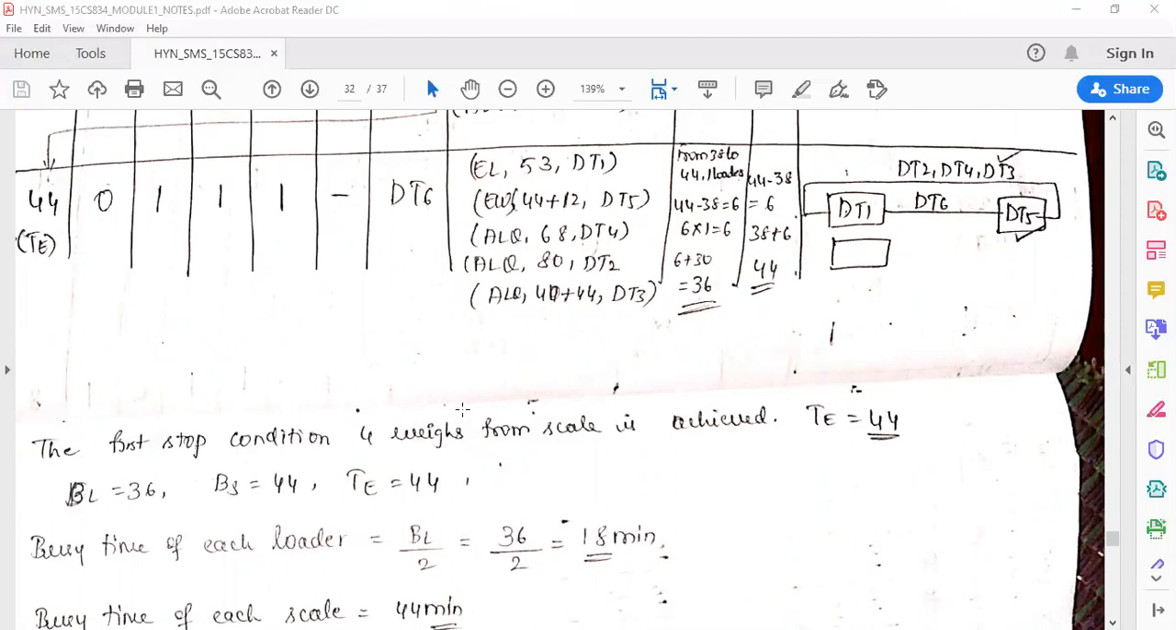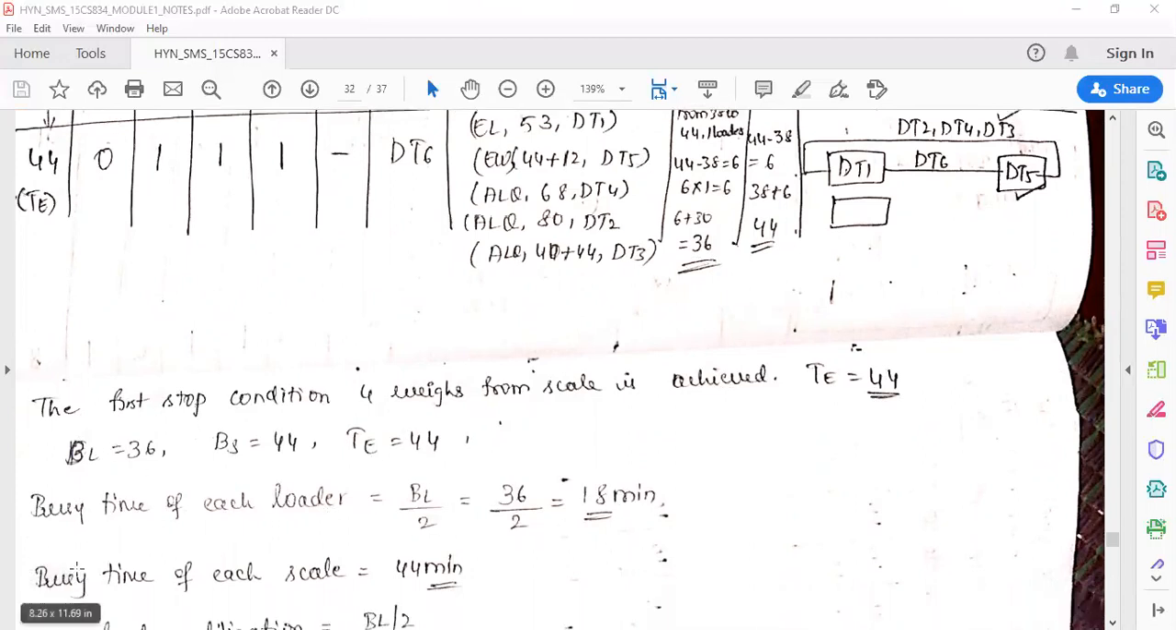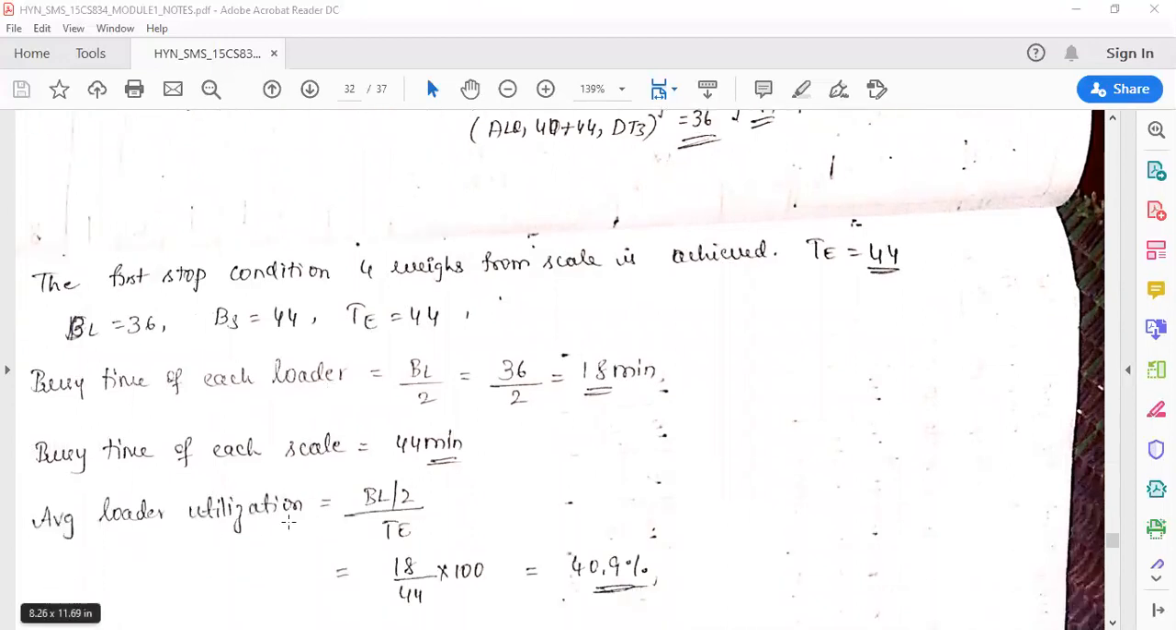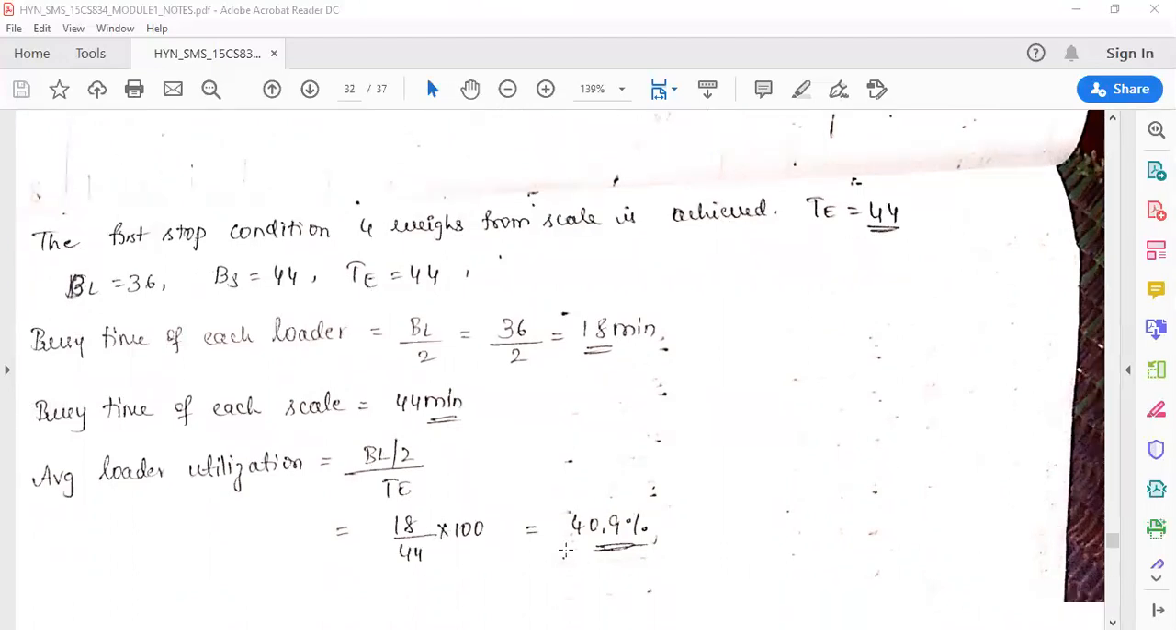So whatever BL I get, this is the busy time of both the loaders, 36. What is the busy time of the scale? It is 44. And what is the end of simulation? It is 44. Right, so busy time of each loader is BL by 2, so 36 by 2, that is 18 minutes. Busy time of the scale is 44 minutes because we have only one scale. Average loader utilization will be BL by 2 divided by TE, that is 18 by 44 into 100, which is nothing but I will get 41%, right?